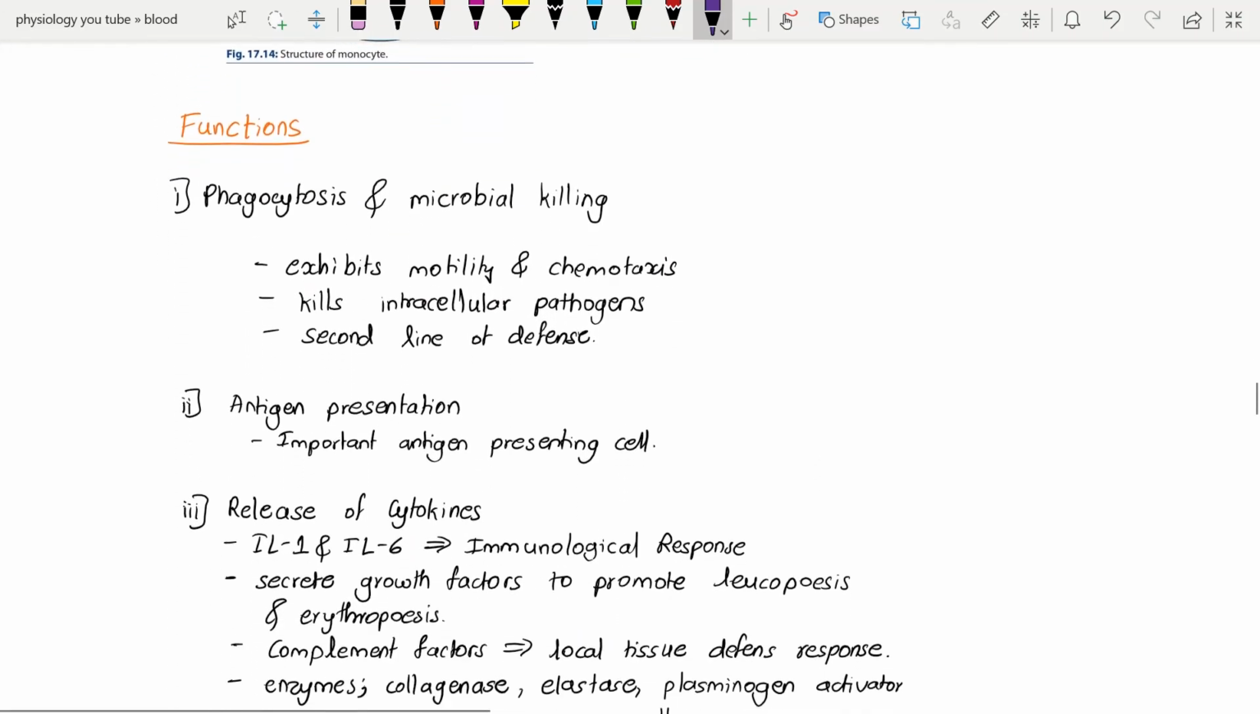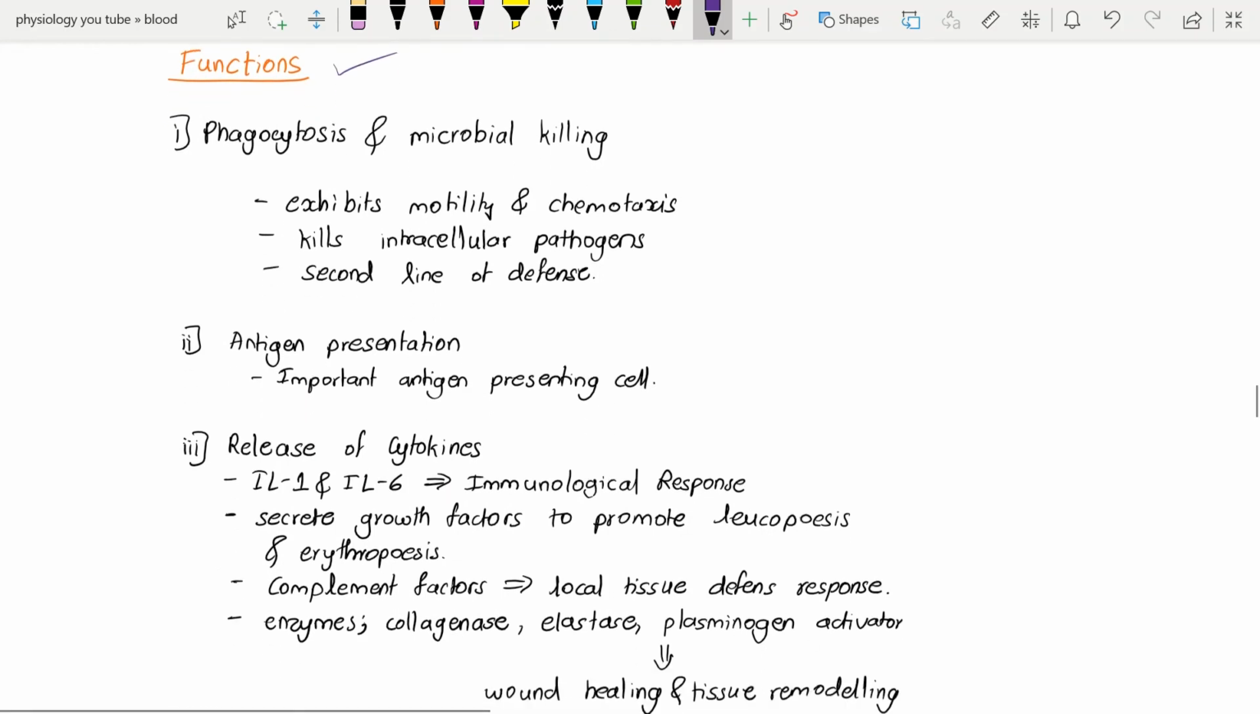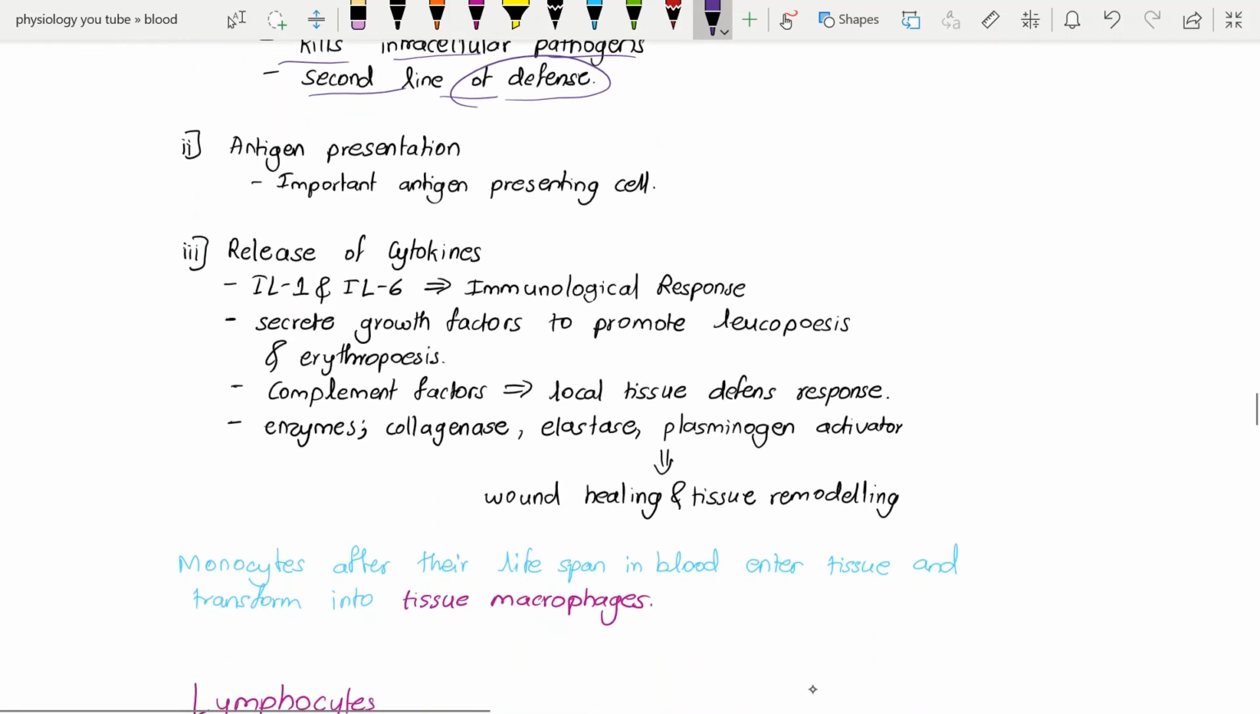Now looking at the functions of the monocytes. It has a role in phagocytosis and microbial killing, exhibits motility and chemotaxis, kills intracellular pathogens, and is also the second line of defense for the body. Antigen presentation: an important antigen presenting cell. Release of cytokines IL-1 and IL-6, which are interleukin 1 and interleukin 6, which induce immunological response.